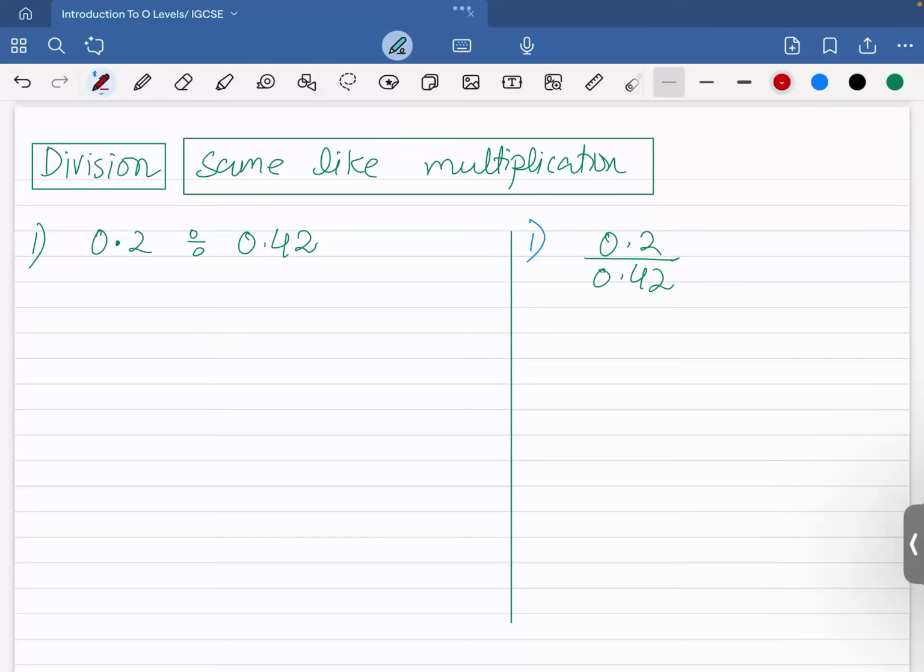In the first case, you will be removing the decimal. That would be 2 by 10 divided by 42 by 100. I hope all of you understood this.